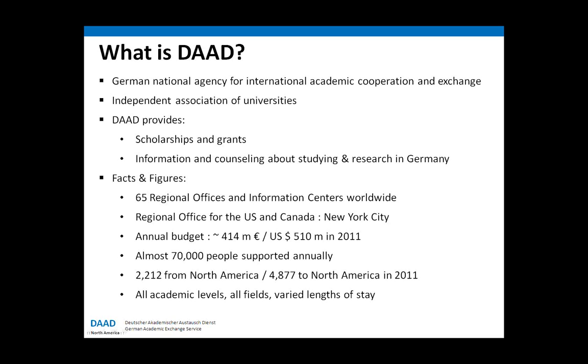The facts and figures are there in front of you. I'm not going to go through them in great detail, but as Jessica has written on the slide, over 70,000 people are supported annually, but if you include the Erasmus, the intra-European figures, we almost reach 100,000 people annually who are supported to go to and from Germany.